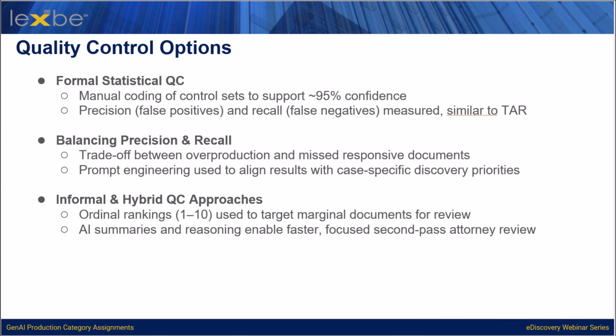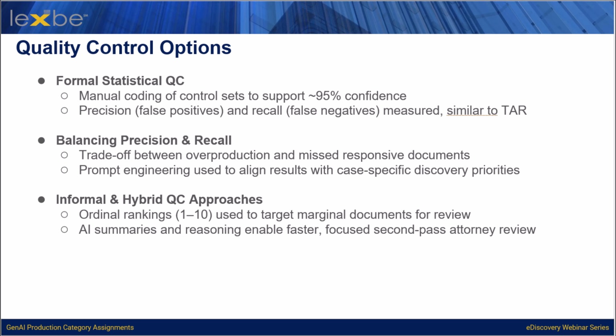Quality control can be approached in different ways in a GenAI assisted automated review. On the rigorous end of the spectrum, a sufficient number of control documents may be segregated and manually coded to support a 95% statistical confidence level, depending on the case size and variability. At that point, precision and recall statistics can be generated in a manner similar to, and analogous with, those historically used in TAR-based productions discussed above.